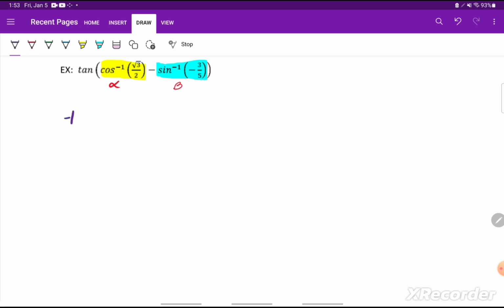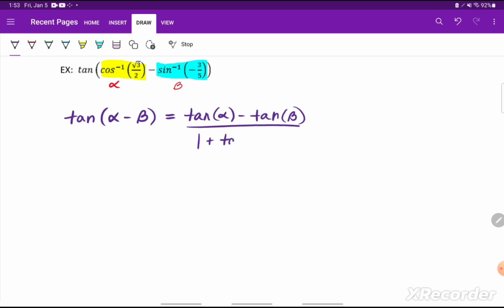So what we're really looking at is tangent of alpha minus beta. We're going to need to use our tangent difference formula here, which says tangent of alpha minus tangent of beta over 1 plus tangent of alpha times tangent of beta.